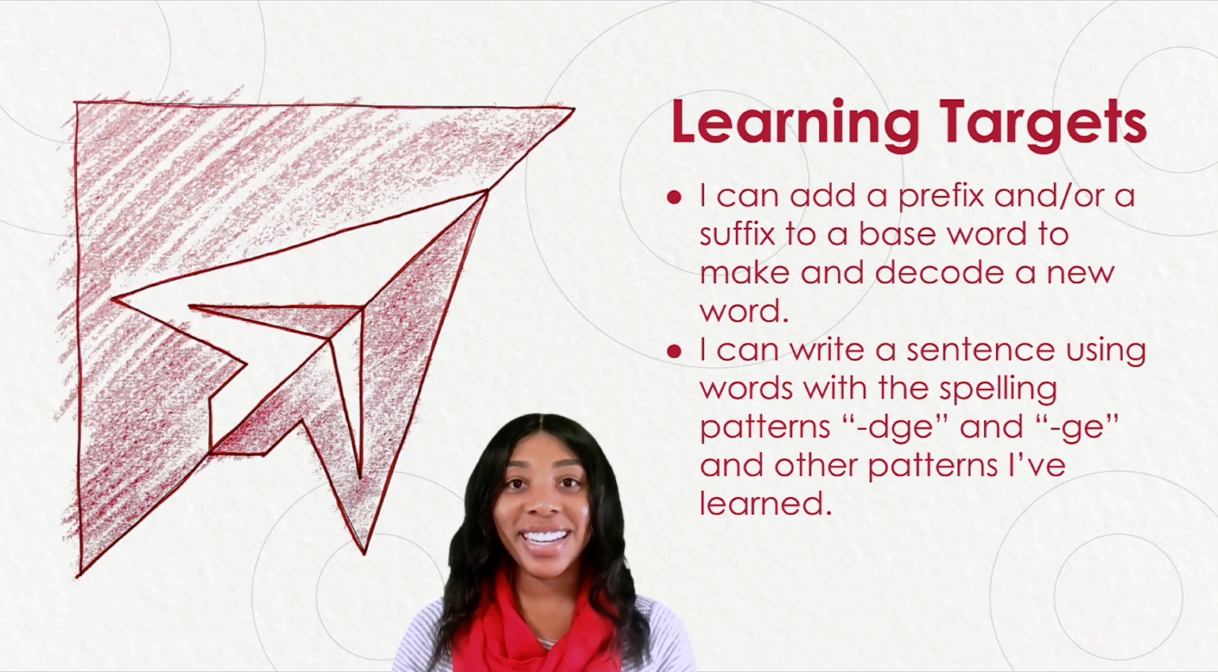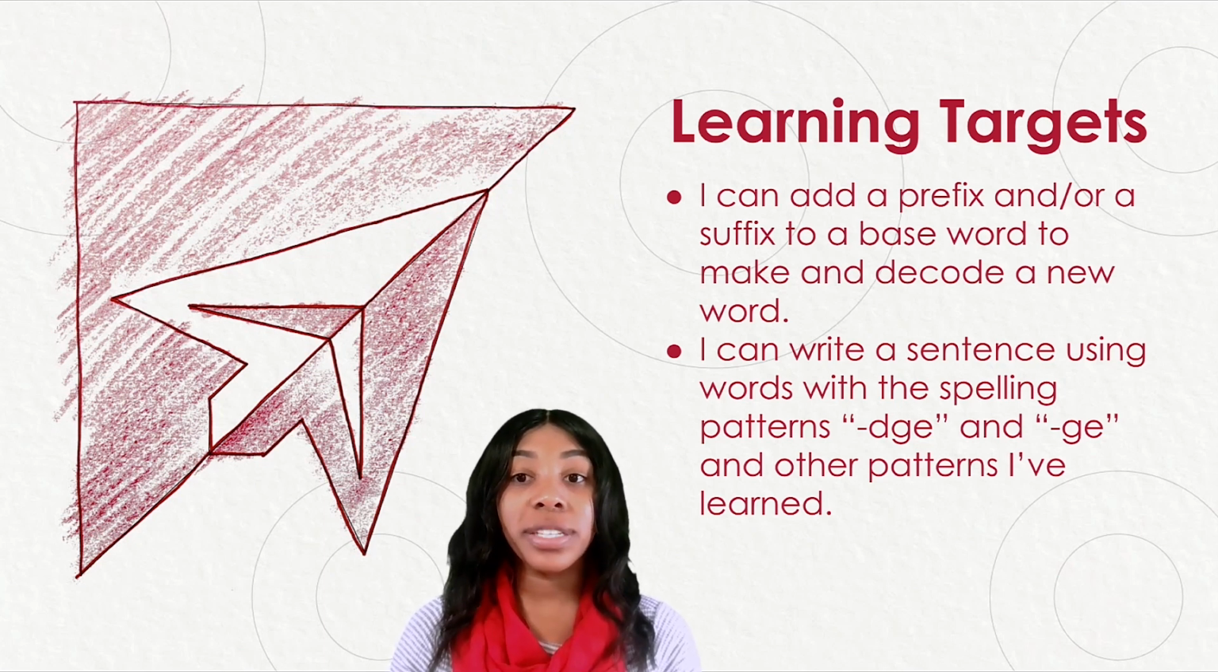Our first learning target is, I can add a prefix and or a suffix to a base word to make and decode a new word. Our second learning target is, I can write a sentence using words with the spelling patterns DGE and GE and other patterns I've learned.